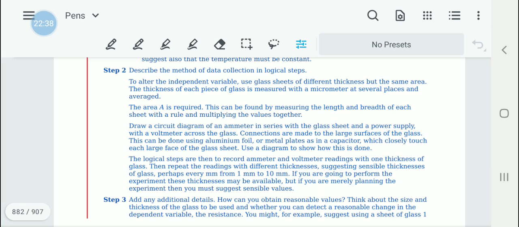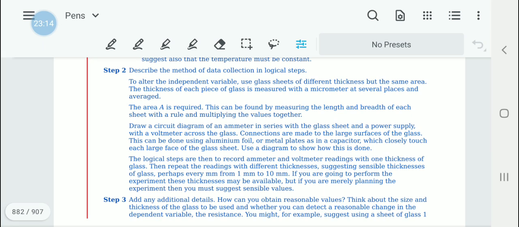Now how do we collect the data? So this involves how do we change the independent variable and how do we measure it, and then how do we measure the changes of the dependent variable. Then how do we maintain the control variables, right? Here it says to alter the independent variable, use glass sheets of different thickness but same area. The thickness of each piece of glass is measured with a micrometer at several places and averaged, right? So that is what you do.